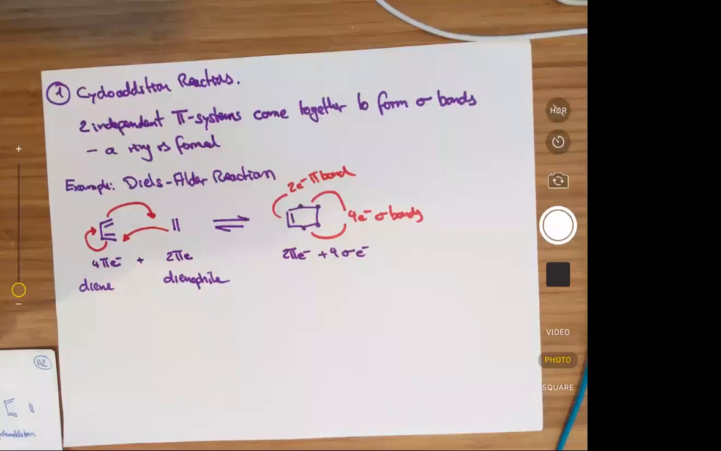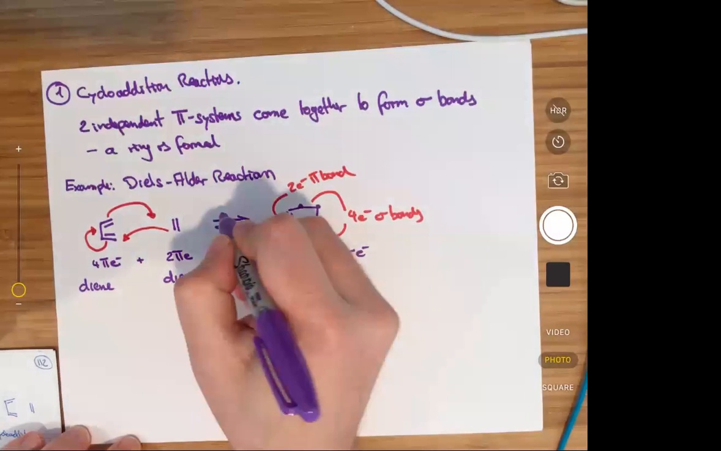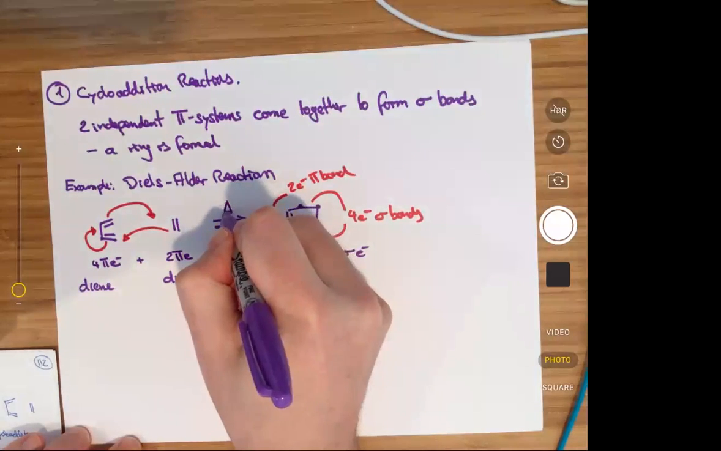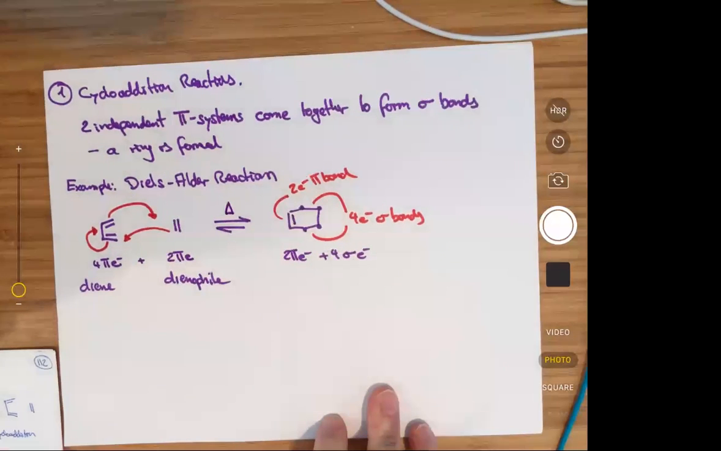Now, usually these reactions work under thermal conditions. So the classical Diels-Alder reactions work under thermal conditions. In order to push this reaction, you essentially have to heat up the two components.